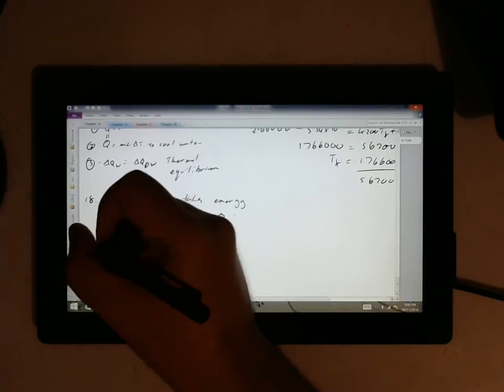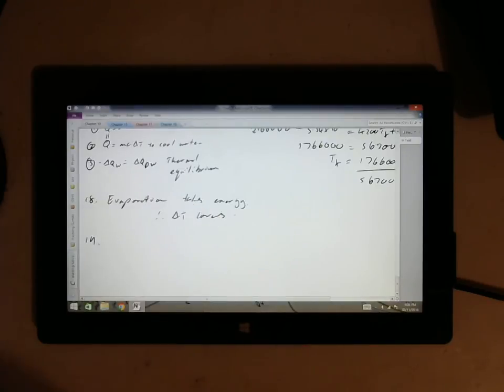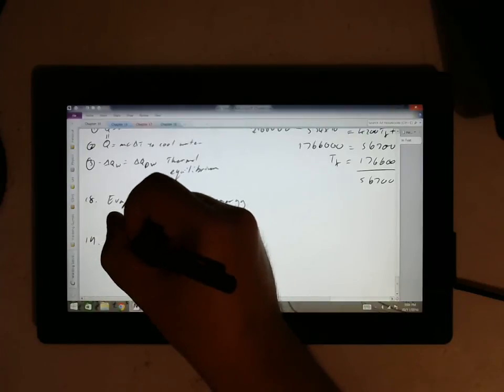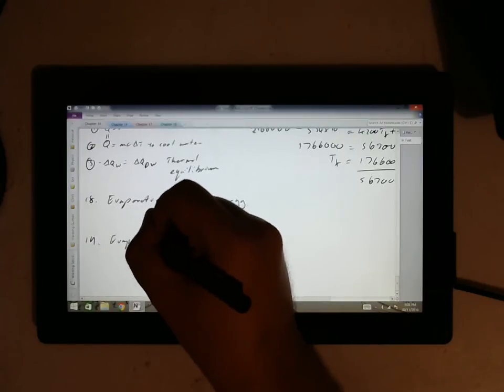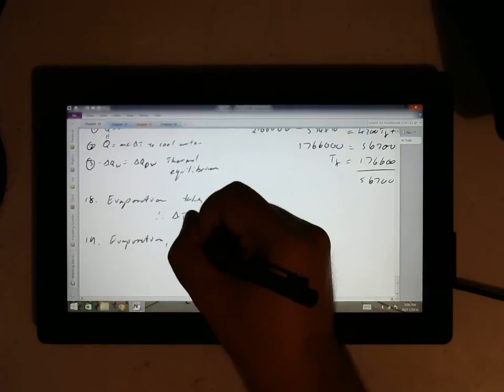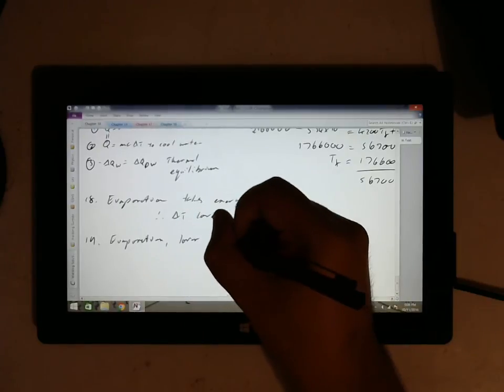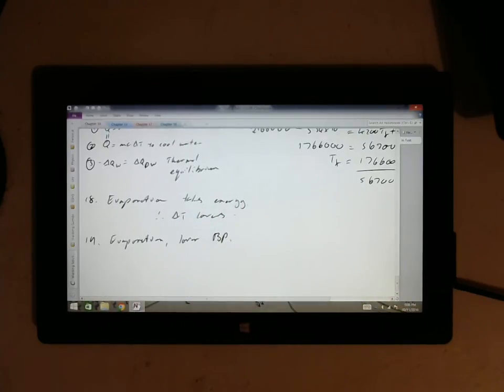Question 19. Why does your skin feel cool after placing an alcohol-based aftershave or perfume on it? Same thing. Alcohol has a very low evaporation point compared to water, and so it evaporates even quicker than water. Okay, and so let's just write that the answer is evaporation. Lower BP. Probably needs less energy as well, but that's not as important.